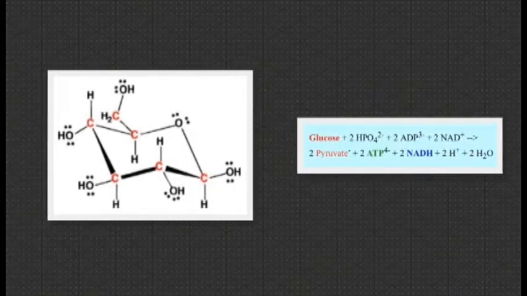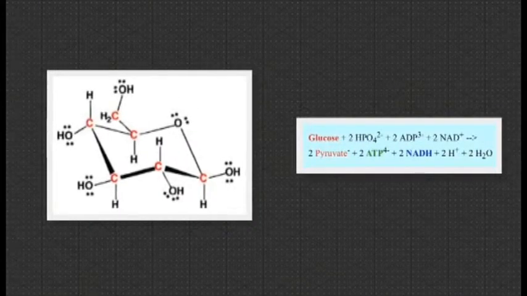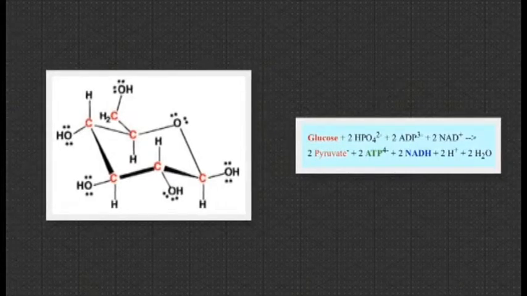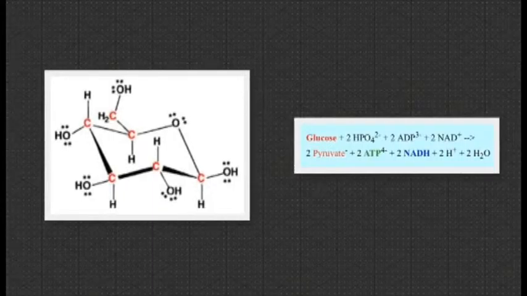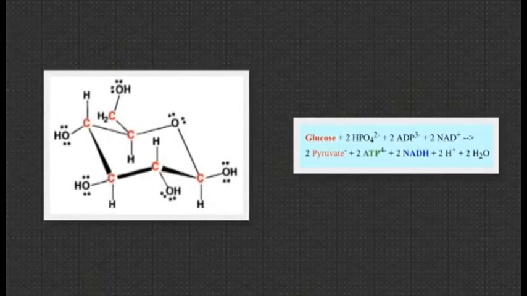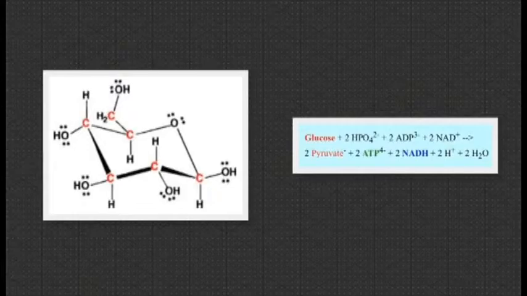Now I'm going to talk about the chemical reactions of mitochondria. There are four main parts to cellular respiration, and they are glycolysis, pyruvate oxidation, the citric acid cycle, also known as the Krebs cycle, and oxidative phosphorylation.